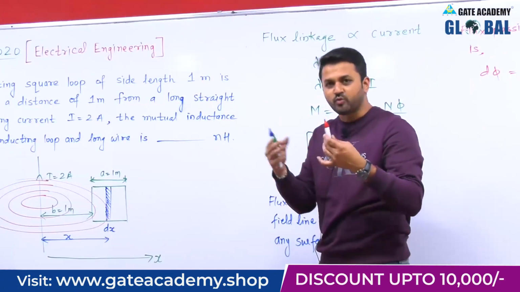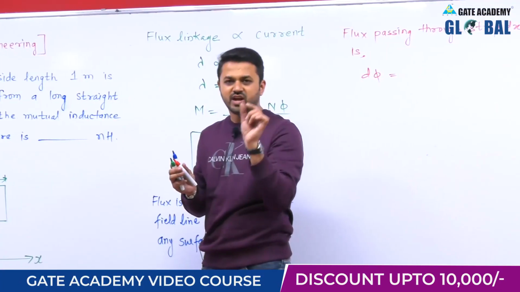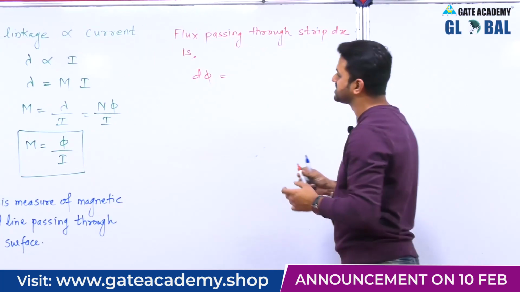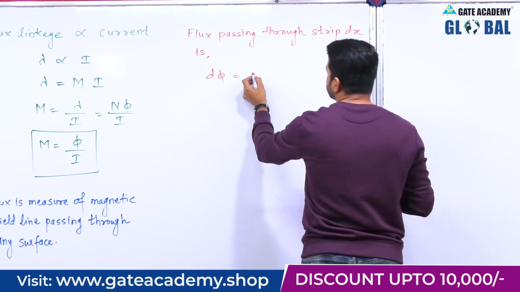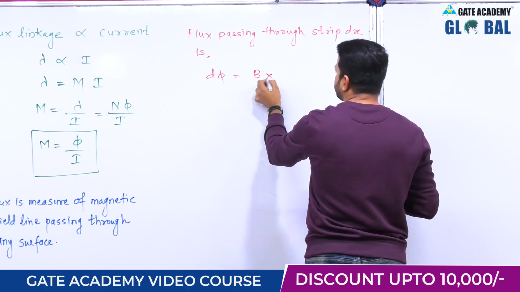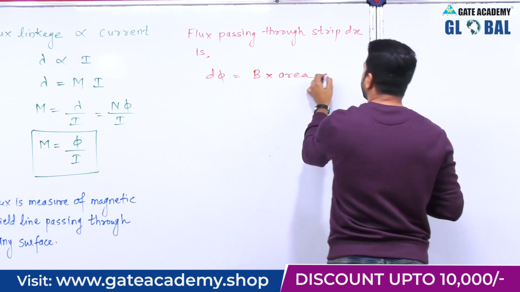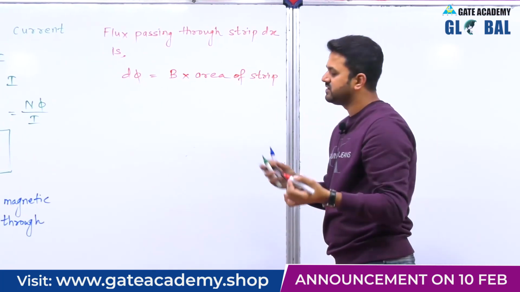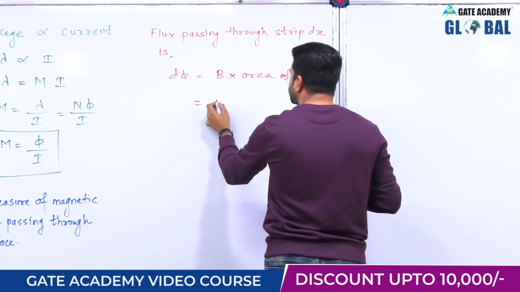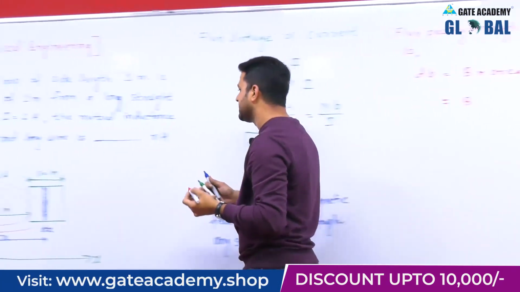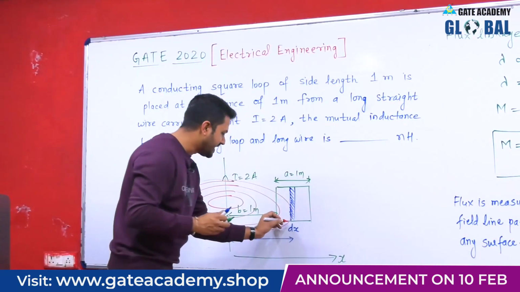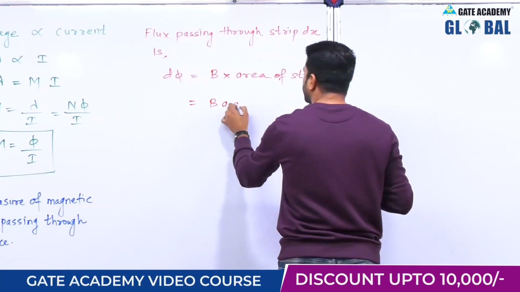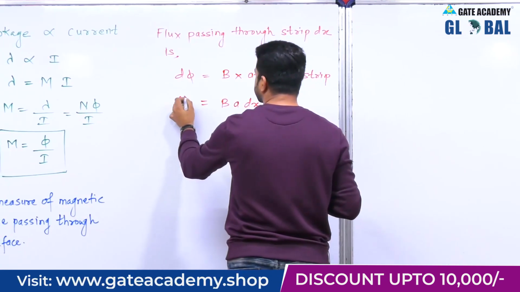So that means it will generate more flux, but we are now calculating the flux passing through a very small strip dx. That small flux is d phi, which is nothing but the magnetic field multiplied with the area of the strip, because we are calculating the flux through the strip. Now, what is the area of a strip? The side of the square loop is a and this strip has a very small length, which is dx. So the area will be a into dx. This is the very small flux d phi.